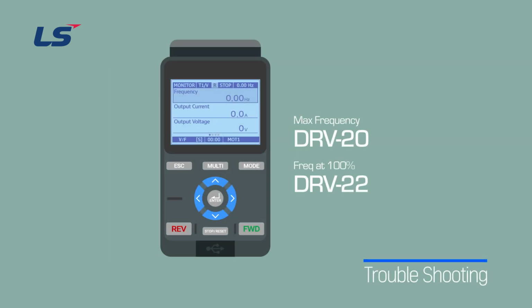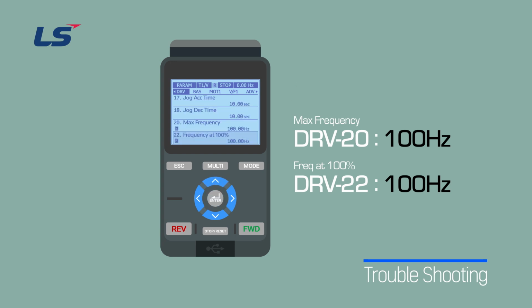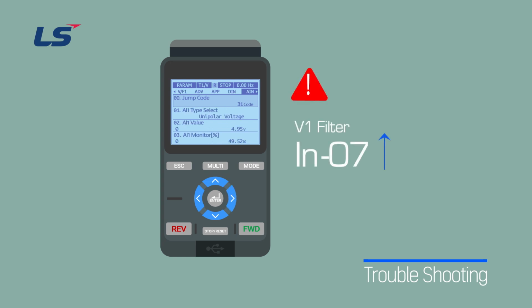The frequency at 100% input can be set in the DRV22 parameter. This is not always linked to the maximum frequency, so please be sure to check. If you want to operate at 100 Hz when the analog voltage is at its maximum, you also need to change the DRV22 parameter accordingly. If the analog signal includes noise components, set the V1 filter to a higher value.